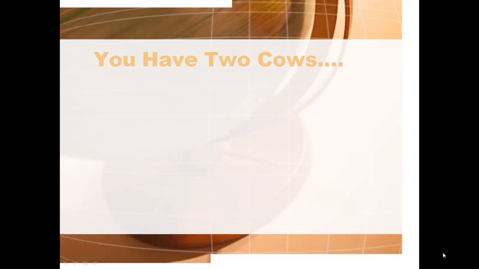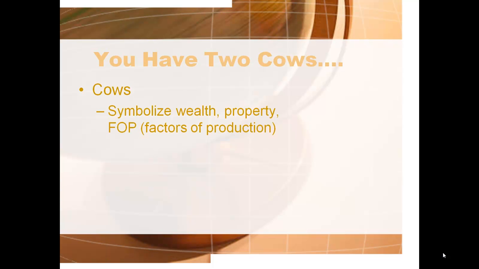Now in my room, you've seen the poster on the side that says you have 2 cows. This is a way, somewhat humorously, to talk about the different options, the different types of societies, and the way that things function. It starts with this simple metaphor, cows. If you have 2 cows, they symbolize your wealth, your property, your factors of production, what you need to survive.